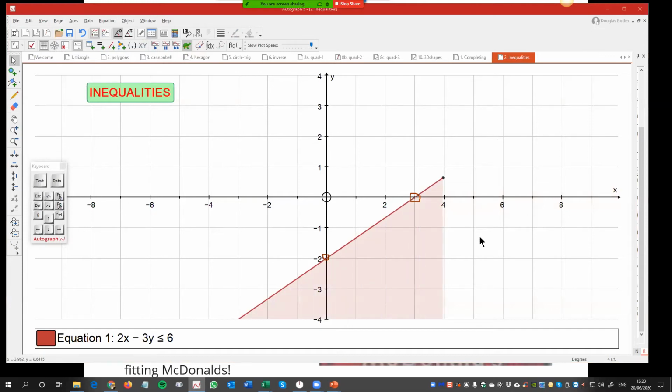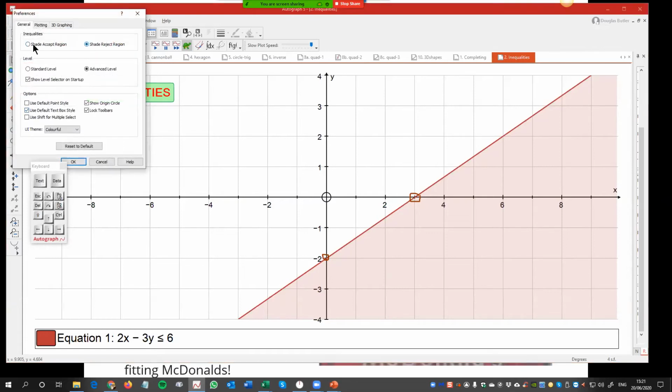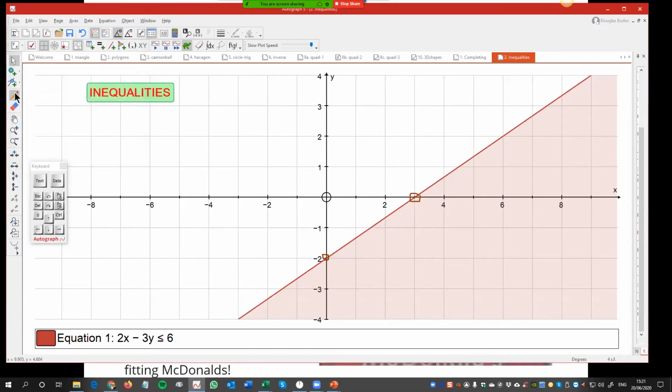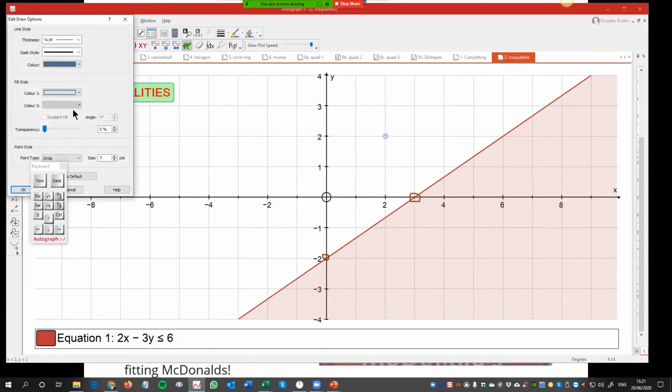Is it shading the correct side? I always like to shade the reject side. In other words, it's not obeying the inequality on this side, but it is on this side. So that if you've got 2 or 3 of these, you leave them all clear here. But some people prefer the other way around, and it's View, Preferences, and you just switch it over. I thought that it would be really wonderful to have a point here, and let's have a nice visible point. So edit, draw options, and let's make it a triangle and nice and big.